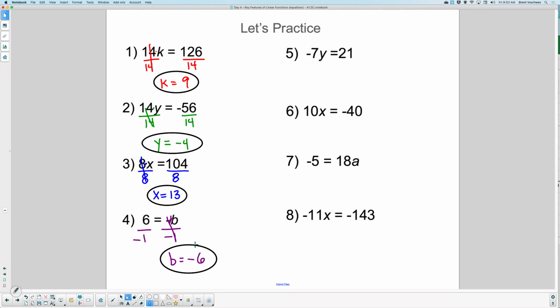Okay, so I've kind of guided you through it. This time I want you to kind of guide me through it. Valerie, would you like to go first? She says no. Walk me through number 5. What do you notice about number 5?